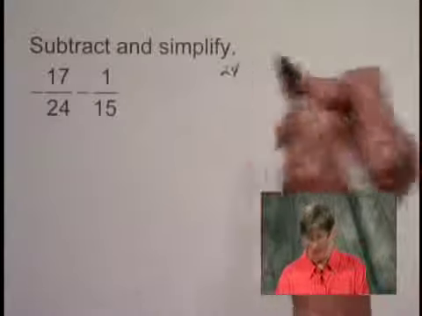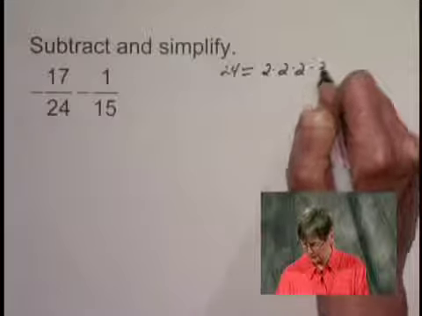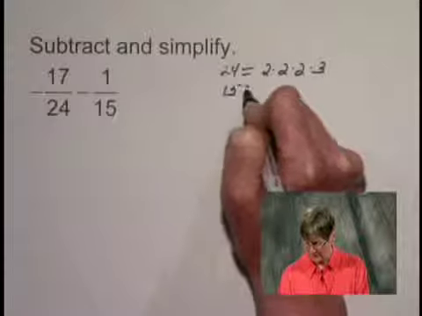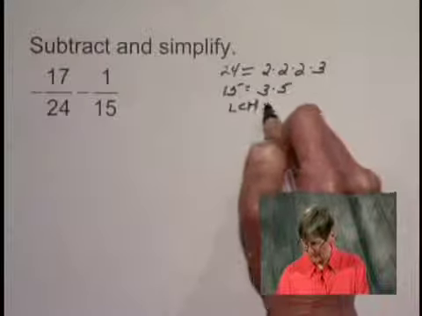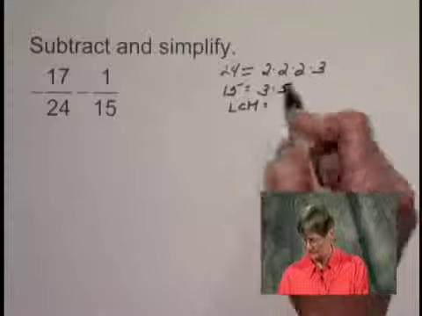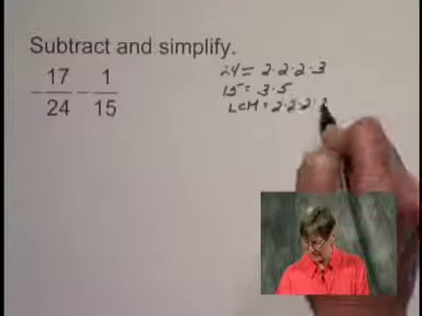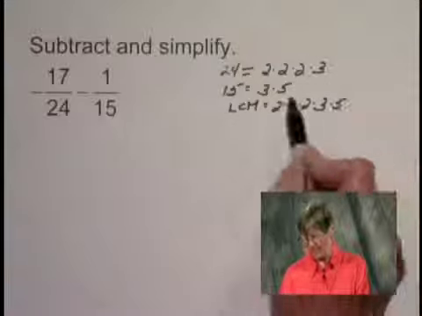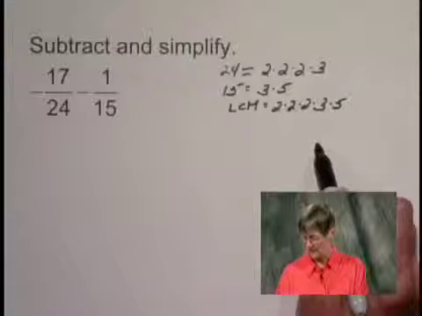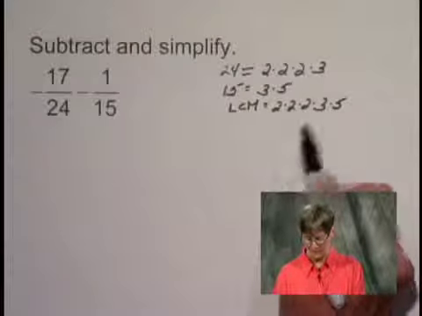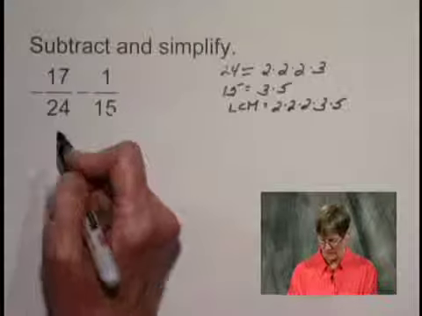24 has prime factors of 2, 2, 2, and 3. And 15 is 3 times 5. So we see that the least common multiple of these two numbers is going to have three 2's, and it's going to have one 3 and one 5. I'm picking up each factor the greatest number of times it occurs in any one factorization. And when I multiply these numbers together, I get 120. So 120 is the least common denominator.